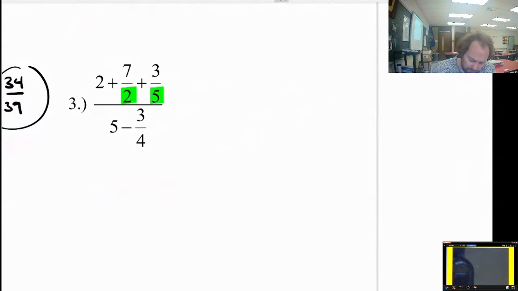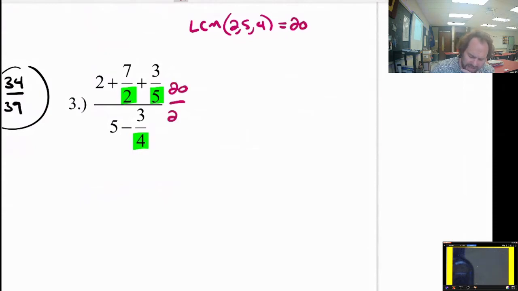So we have 2, we have 5, and we have 4. The least common multiple of 2, 5, and 4. Let's see, 10, no. I think 20 is the number. Yeah, let's say 20. It's worth mentioning that any common multiple works. It's just that you look for the least one because it's the smallest one and the easiest to work with.